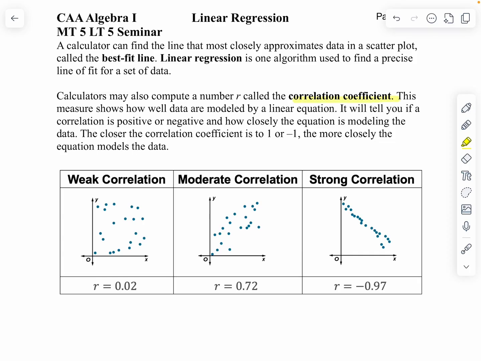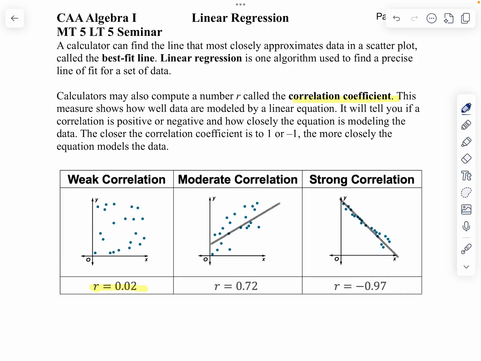Remember, the correlation is how well the data fits the line. And we use the letter R for that correlation. So R is 0.02 in this case. Notice that's very weak. You can hardly figure out which way the line should be drawn. Now, if we have a moderate one, I can see where I'm going to draw my line, I'm just not quite exactly sure, and I've got points that are well above or well below my line. And then with a strong correlation coefficient, notice all those points are pretty darn close to my line.